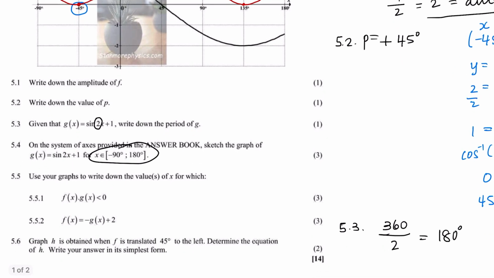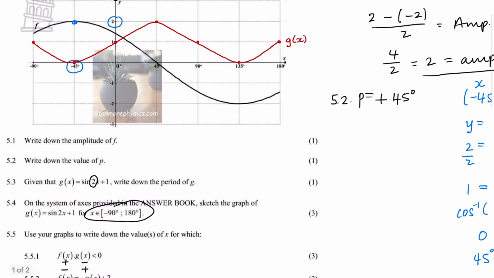Now, question 5.5.1: use your graphs to write down the values of x for which f of x times g of x is less than 0. So here, to get a product that is negative, either one of these functions could be negative. So our options are f of x can be positive and g of x negative, or f of x can be negative and g of x positive.